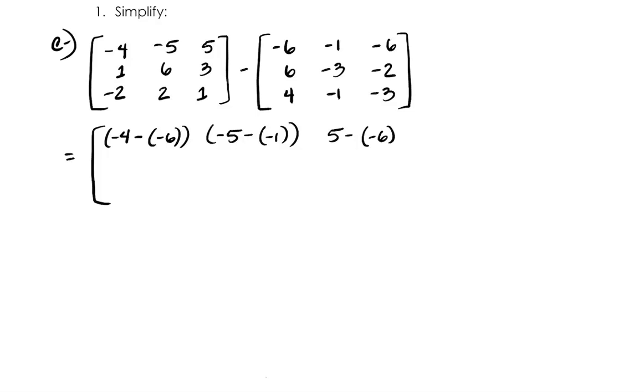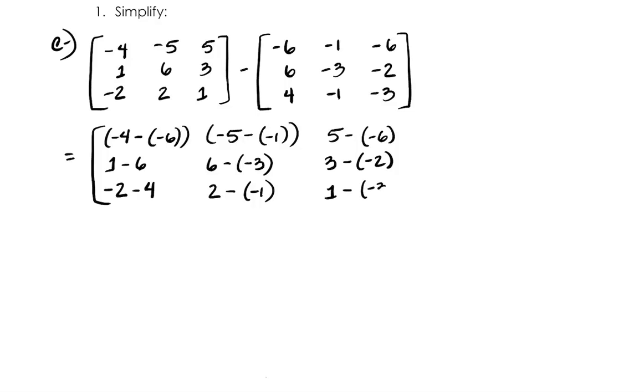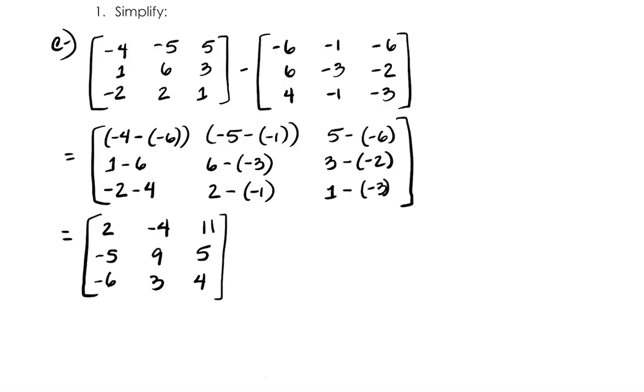For the second row, we'd have 1 minus 6, 6 minus -3, and 3 minus -2. And on the third row, we'd have -2 minus 4, 2 minus -1, and 1 minus -3. Now we're going to solve these operations. And this would be our final matrix.